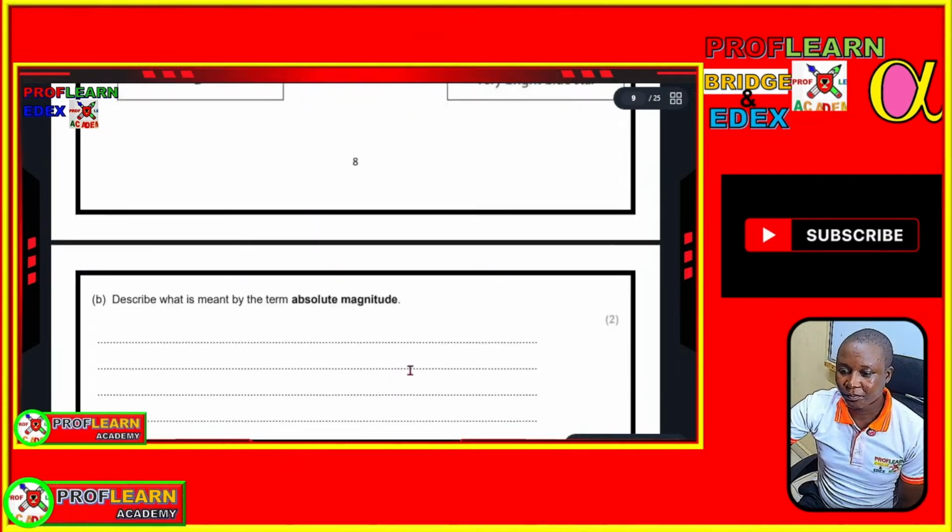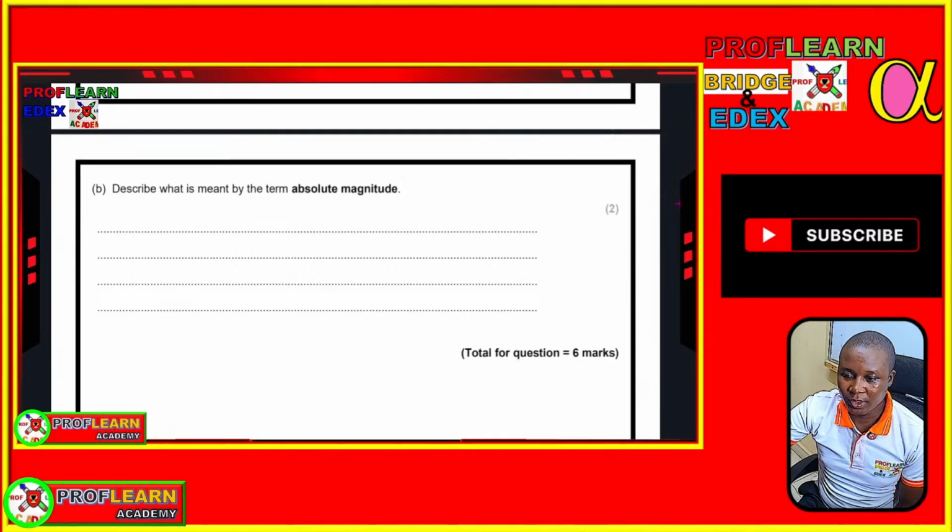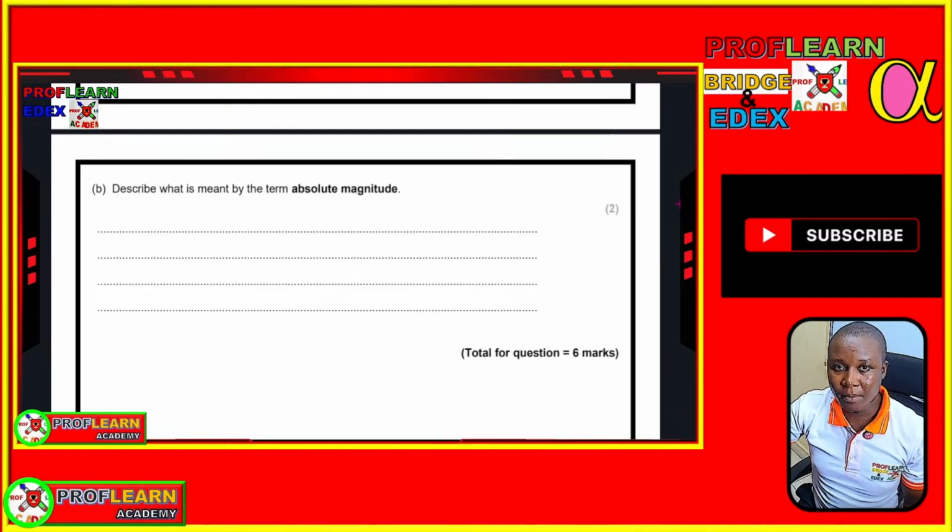And then we're supposed to describe what's meant by absolute magnitude, and we're going to say this is the brightness, or the measure of how bright stars will appear if they are placed at a standard distance from the earth, and that is usually 10 parsec, right?